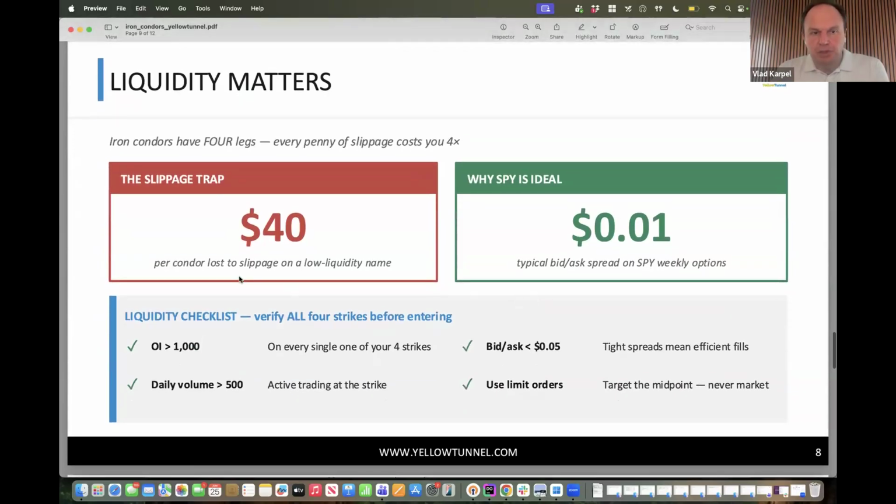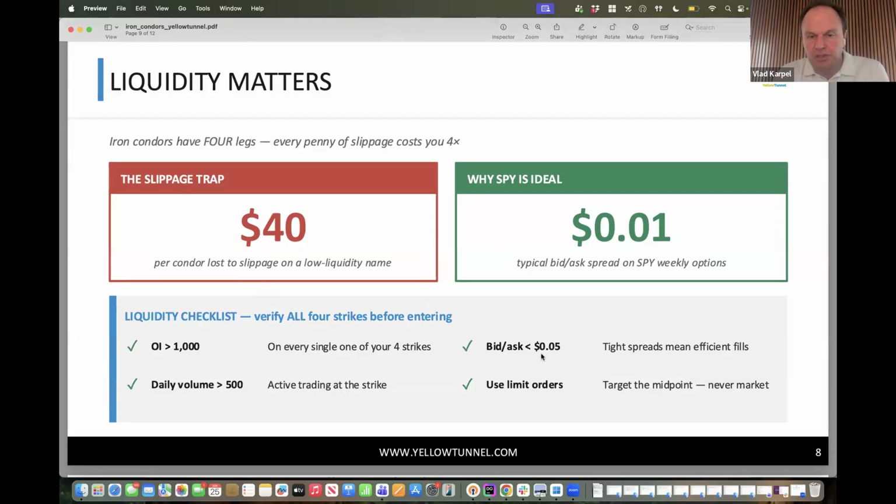Liquidity matters, right? Slippage trap, right? Why SPY is ideal? You want something that trades in a tight bid and ask range. Otherwise, you would have to pay extra. You collect less credit. It'll be hard to exit from those spreads. So you want to trade liquid options, right? That trade in pennies or at least in 5 cents.